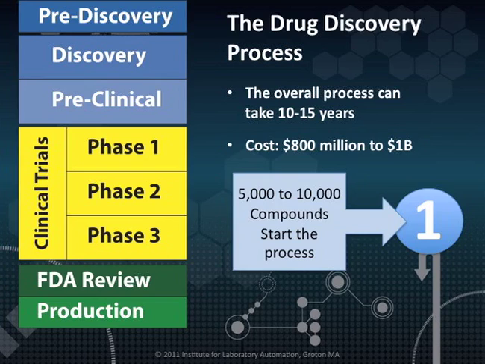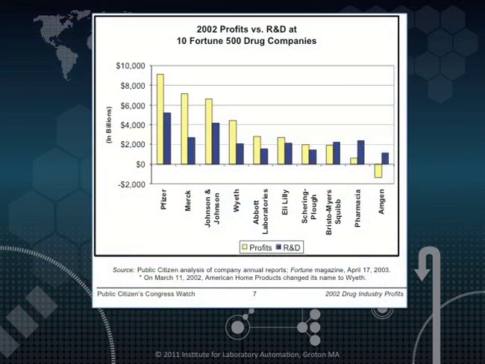The entire process can cost anywhere from $800 million to $1 billion per drug. During that time, anywhere from 5,000 to 10,000 compounds that start the process will be reduced to one. As we noted in the previous section, a successful drug can be very profitable.